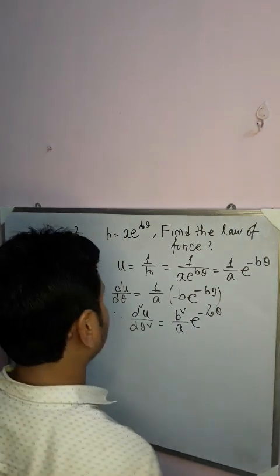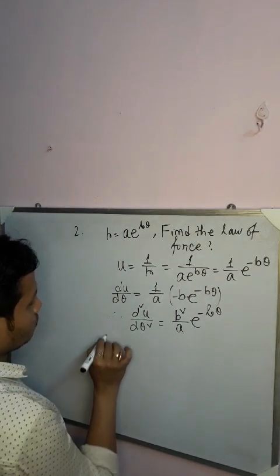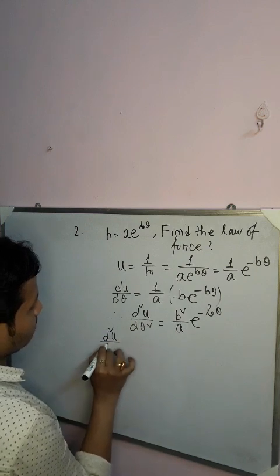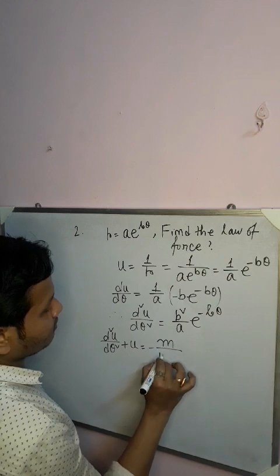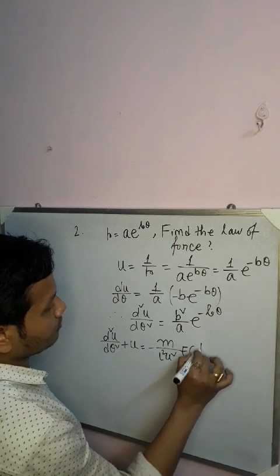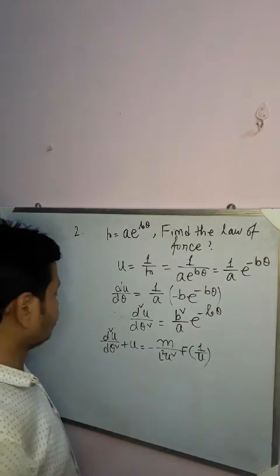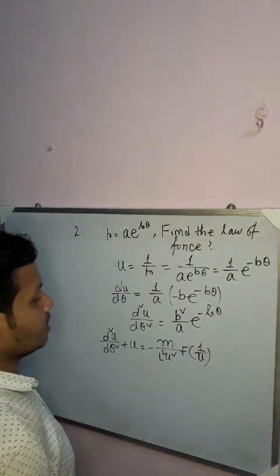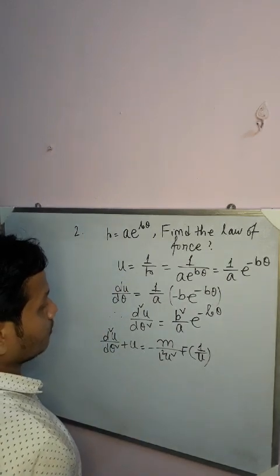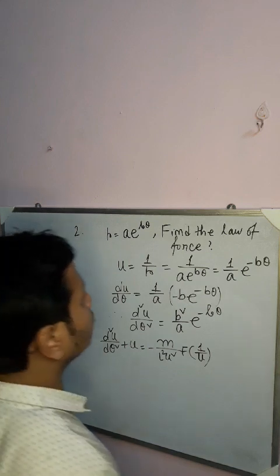So we have to substitute this value. So what would be the equation? d²u/dθ² plus u is simply minus m by L² u² f of 1 by u.